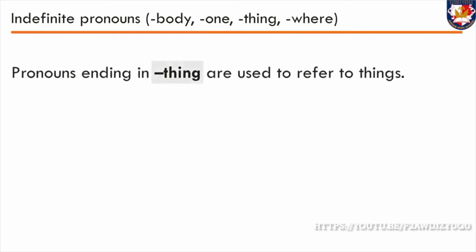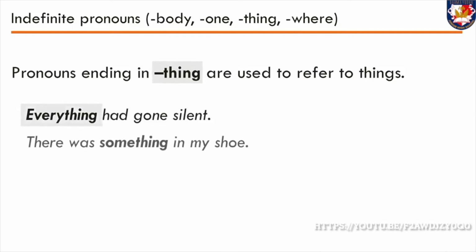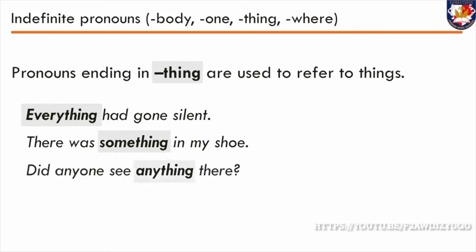Pronouns ending in thing are used to refer to things. Everything had gone silent. There was something in my shoe. Did anyone say anything there? I didn't do anything wrong.